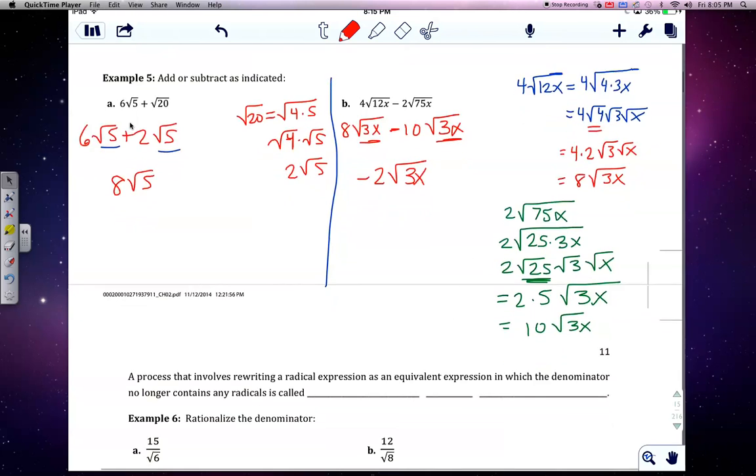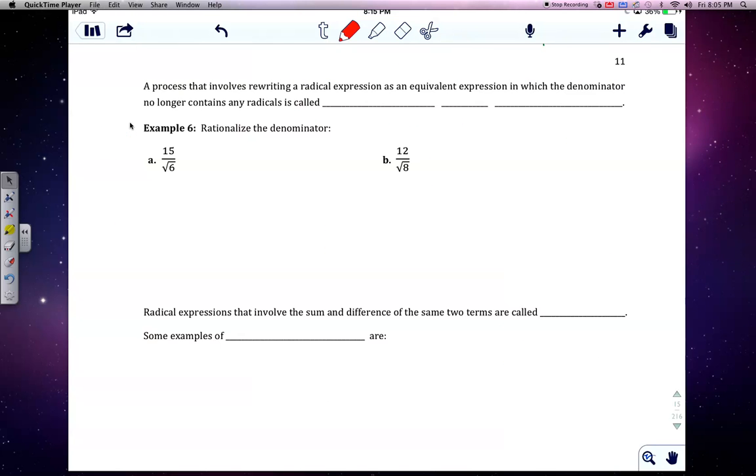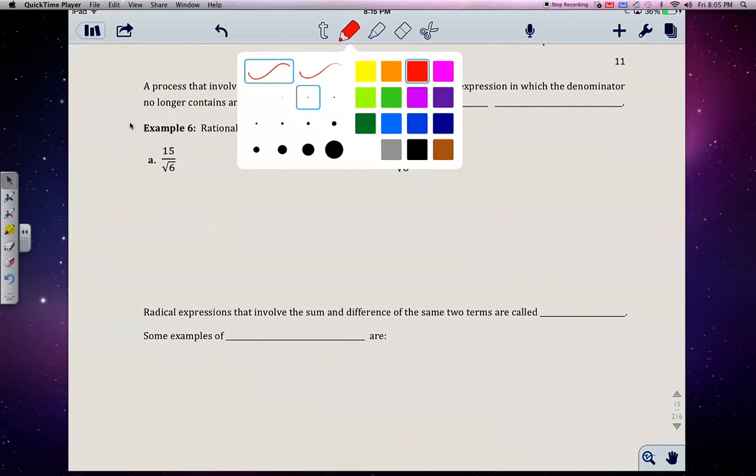An equivalent expression in which the denominator no longer contains any radical is called rationalizing the denominator.